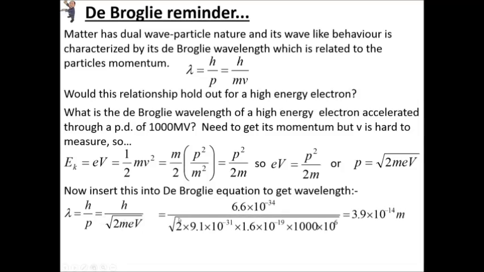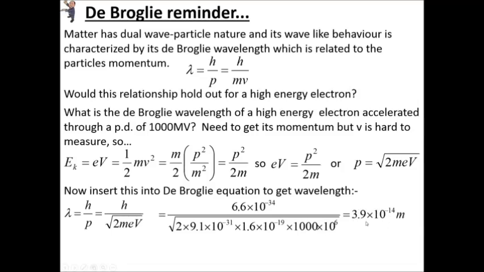Okay, so now we can put some numbers in this. Lambda equals h over root 2meV. So h, Planck's constant, over the square root of 2 times the mass of an electron times 1.6 times 10 to the minus 19, the charge on an electron, multiplied by the accelerating voltage, and here we said it was 1000 megavolts, so I've got 1000 times 10 to the 6.